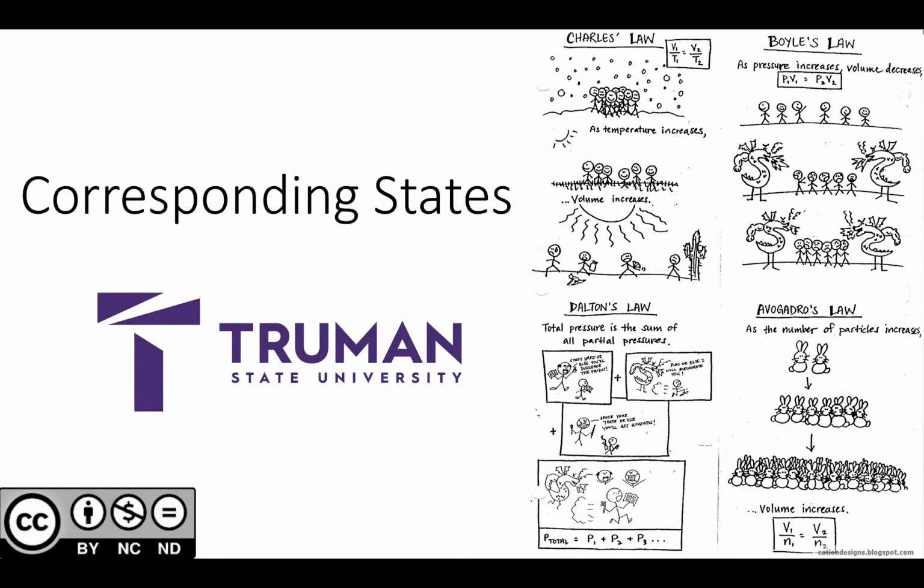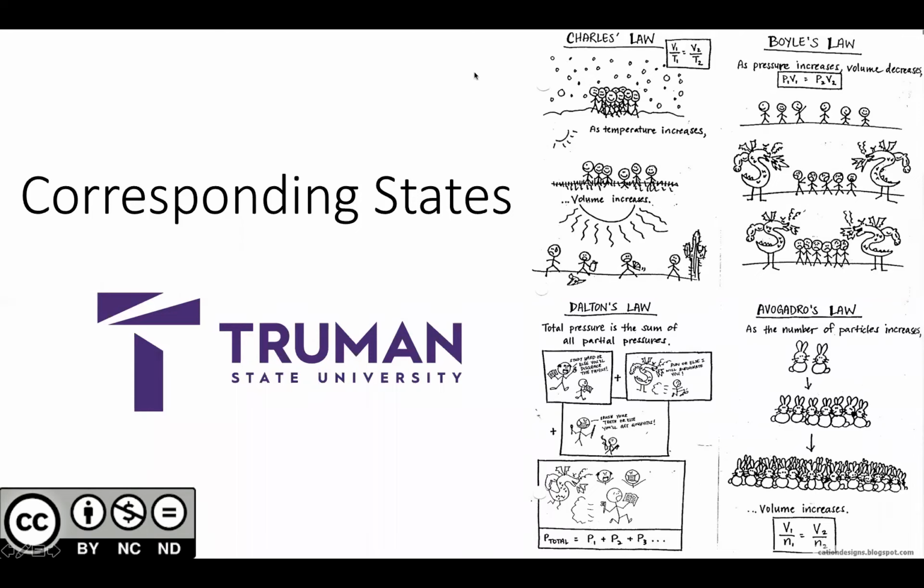So previously, we built up the van der Waals equation of state, which gives us a fairly robust description of real gases, but unfortunately requires us to use different parameters for different gases. And we have to determine these parameters experimentally. So one of the questions is, might there be an easier way to analyze our systems?